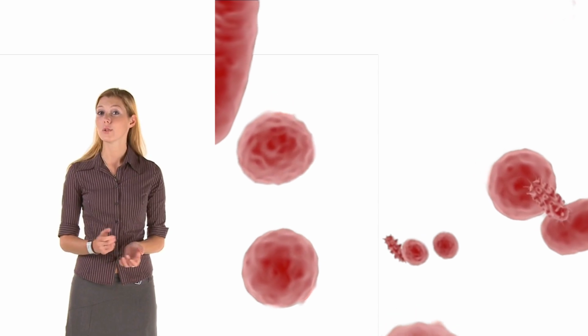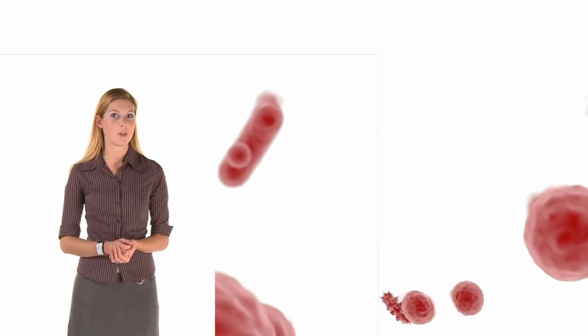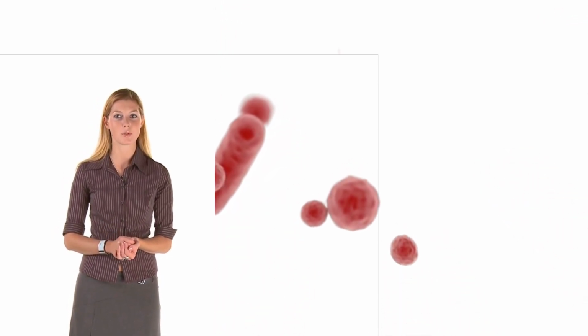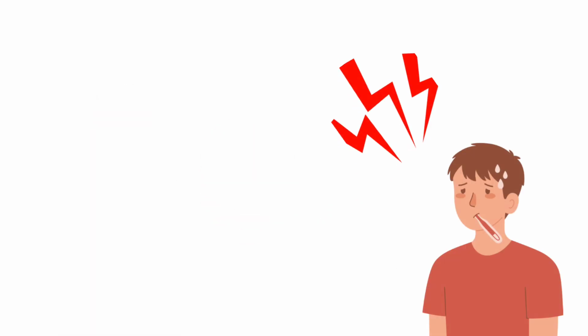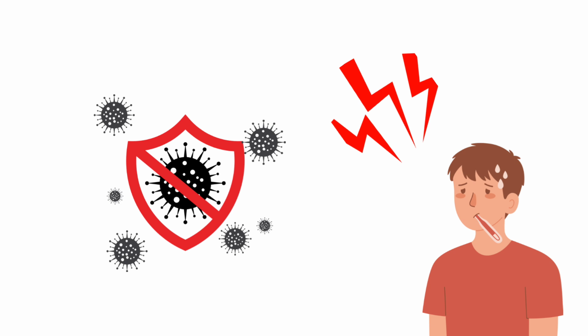Heat, or calor, is closely tied to redness because it also stems from the increased blood flow to the affected area. As blood rushes into the tissue, the warmth of the blood raises the temperature locally. This heat plays an important role in the immune response.